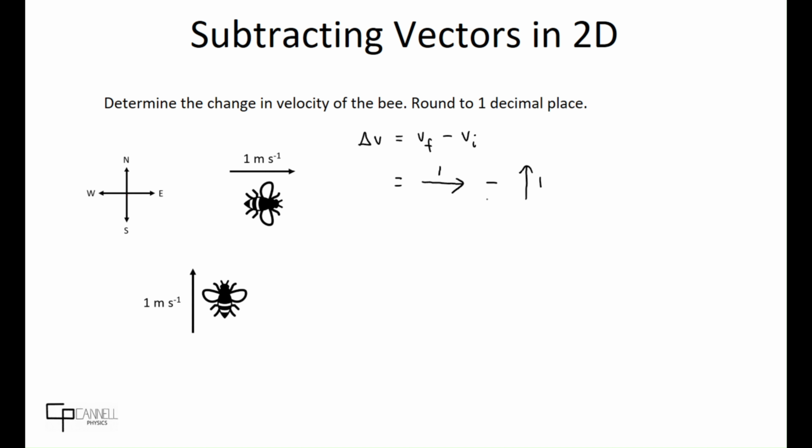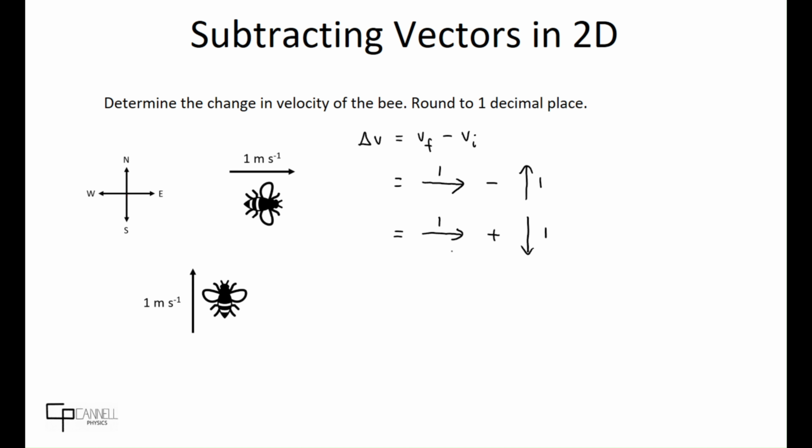And don't forget, there is a subtraction of these vectors. Like before with the 1-dimensional example, we're going to convert this into an addition problem, but then we must reverse the second quantity, as so. So you can see I have made this 1 meter per second north vector into a 1 meter per second south vector. Now we can use good old head to tail, because we have an addition of vectors.